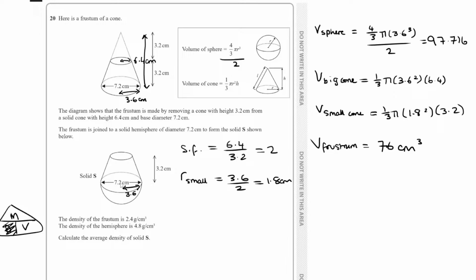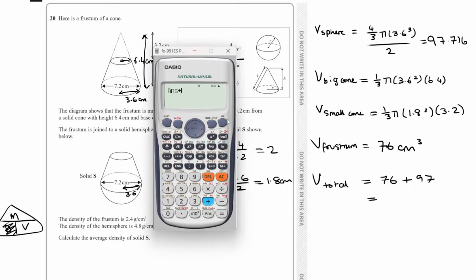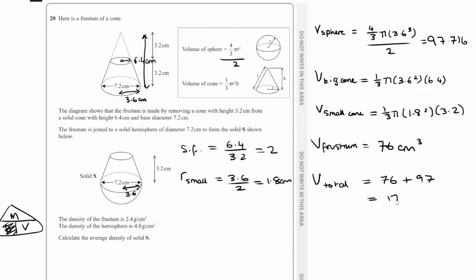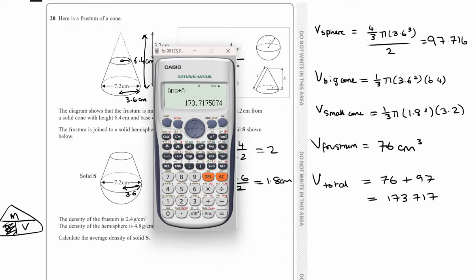So we've got the total volume of the frustum, and then we've got the total volume of the sphere. So the total volume of the whole shape, we can obviously add them together. And I saved it already, so I'm going to use my saved answer, 173.717. So I might save this one as well. So we've got our total volume.